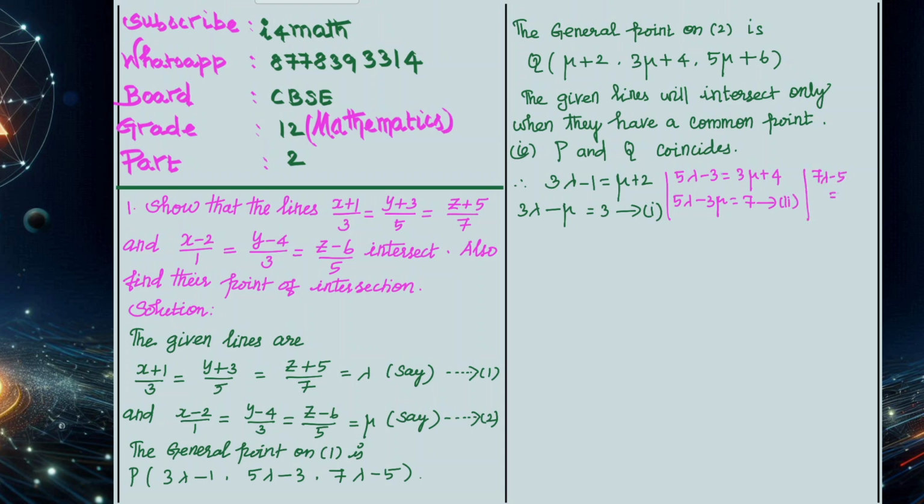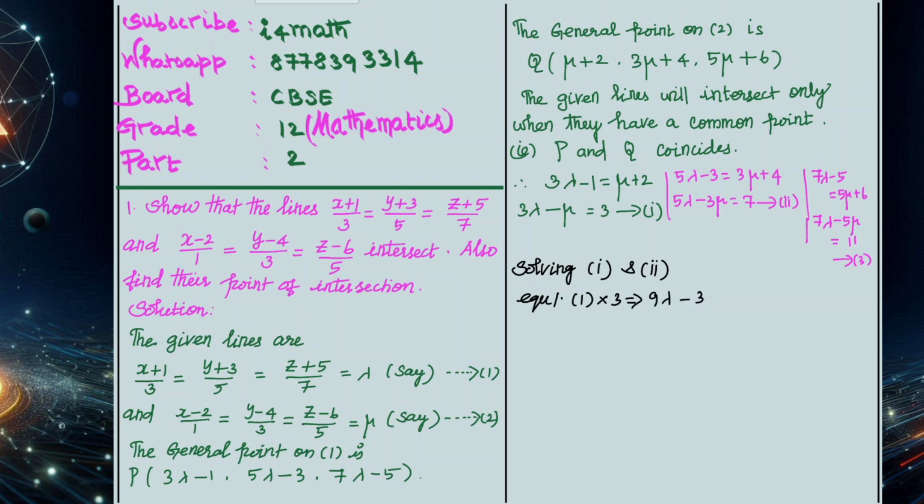Similarly the z coordinates: 7 lambda minus 5 equals 5 mu plus 6. Bring this 5 mu to the left hand side. So 7 lambda minus 5 mu equals 6. Take this minus 5 to the right hand side. So 6 plus 5 is 11. Solving equations 1 and 2 we will get lambda and mu, because there are 2 equations and 2 unknowns. If you substitute these 2 values in the third equation, surely it will satisfy if they intersect.